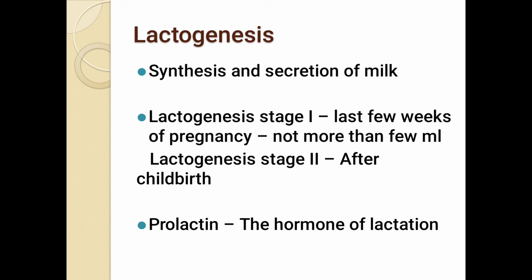Only in the last few weeks of pregnancy, when the estrogen and progesterone levels fall, the prolactin will cause the alveoli to secrete milk, but it is very little, not more than a few ml. The main, voluminous secretion of milk occurs only after childbirth. That is stage 2 lactogenesis. And prolactin is the hormone of lactation.